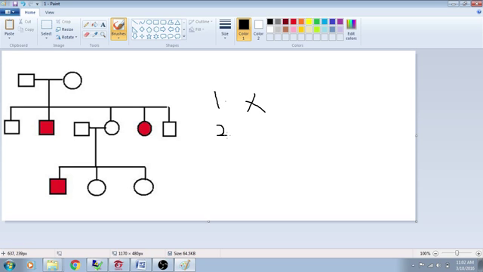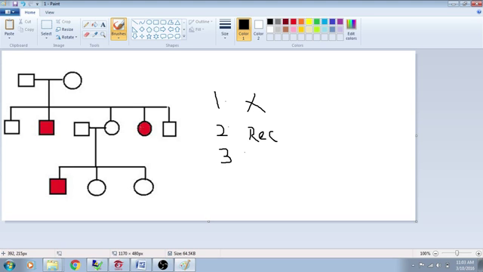Second, I have to check whether it is dominant or recessive. Both parents are unaffected, but the daughter and the son are affected. That means it cannot be dominant. It has to be recessive. Now the third step is whether it is X-linked or autosomal. Now we know that the disease is recessive.